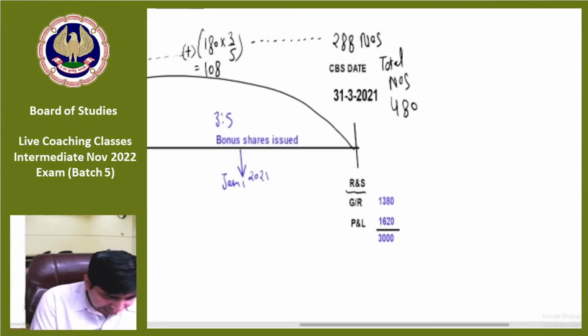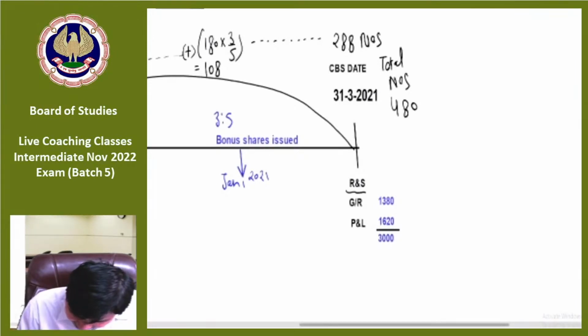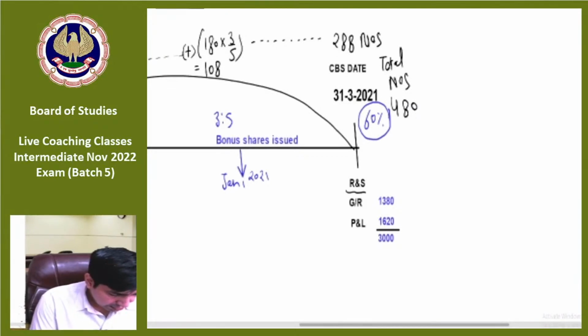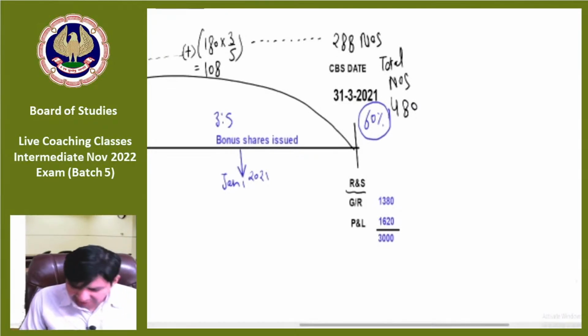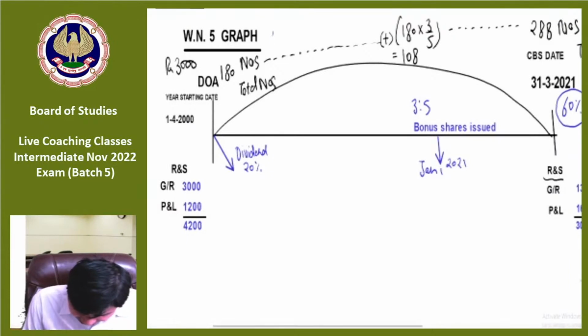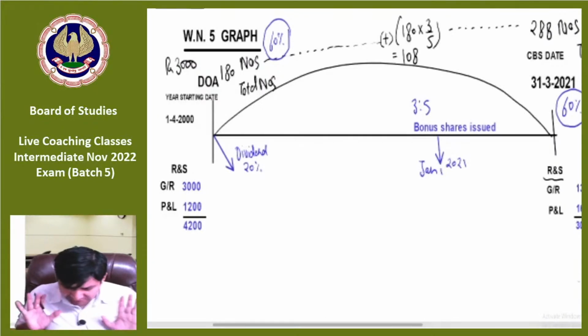Yes, sir. We can calculate easily. 288 multiplied by 100 divided by 480. So this is, beta, 60% we are having. Definitely, on the same date also we were having 60%, because proportionally the number of shares are increased. So we were the person who acquired 60% shares.